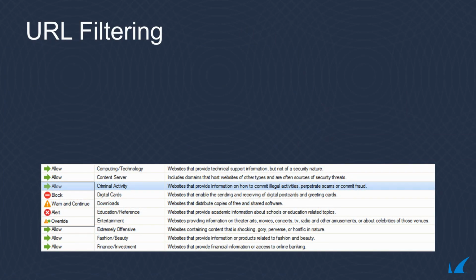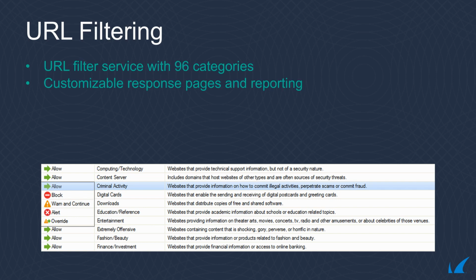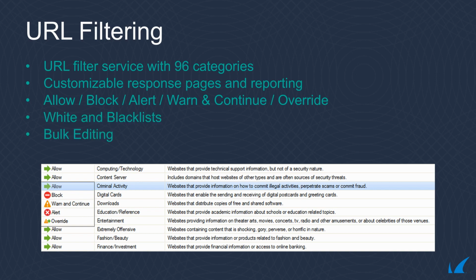The URL filtering service has numerous categories constantly being updated as new websites are being created. We also provide customizable response pages and reporting. We not only have a block and allow feature, but also a warn and continue, which allows a custom message to be shown to the end user to click on before they proceed. This allows organizations to remind users that they are on a corporate network and should always be mindful of their behavior. We also provide a bulk edit feature for our white and black lists, so numerous predefined exceptions can be added quickly instead of having to retype everything.